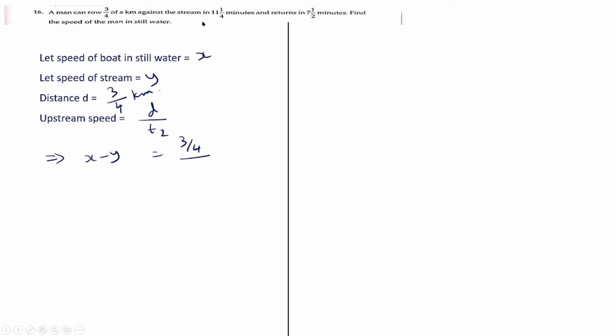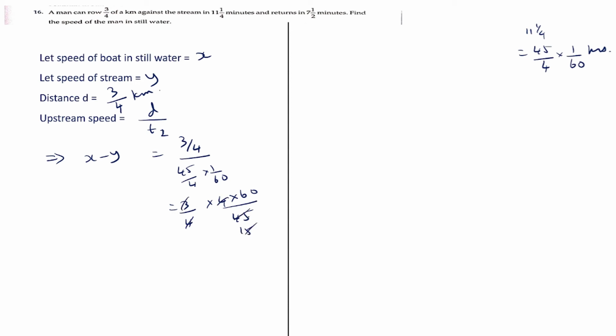time taken to go against the stream, which is given as 11 1 by 4 minutes. So 11 1 by 4 minutes is 45 by 4 minutes, or into 1 by 60 hours. So 3 by 4 upon 45 by 4 into 1 by 60. So this is 3 by 4 into 60 upon 45. So this is 15 by 4. So we get x minus y as 4.